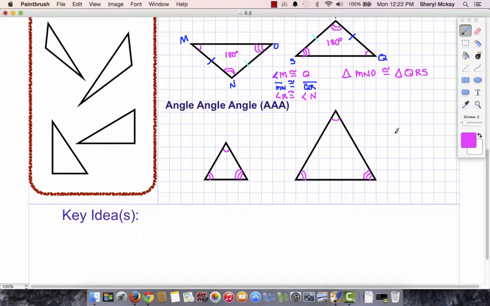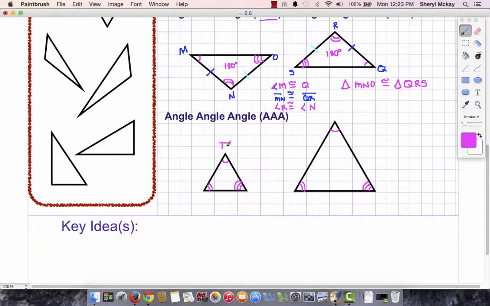What we actually have is similar triangles. Similar triangles have the same measurement of angles, but their side lengths are not equal, but they are proportional, okay? So we'll say this is TUV, and this is WXY, and we'll say that triangle TUV is similar to triangle WXY. Okay? So angle, angle, angle does not prove congruence, but it does prove similarity.